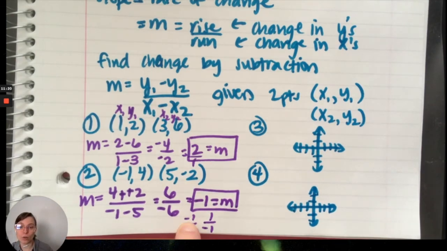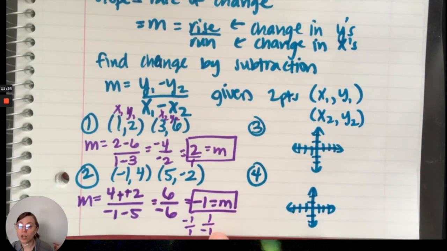This means I go down 1, right 1. This one tells me to go up 1, left 1. But they're exactly the same pattern. So if you plotted points using these directions, you would still get the same line.